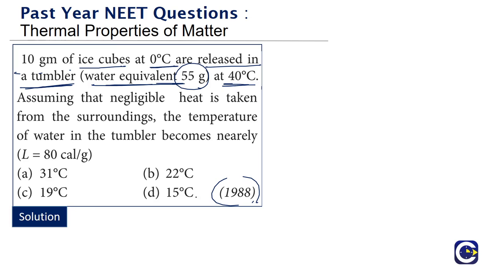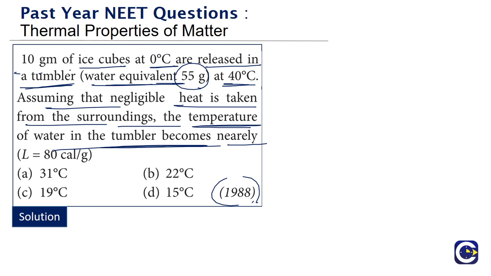The tumbler is initially at what temperature? 40. Assuming that negligible heat is taken from the surroundings, the temperature of the water in the tumbler becomes nearly equal to, they are giving us L. L represents what? Latent heat. So here this will be the latent heat of fusion or melting for the ice.